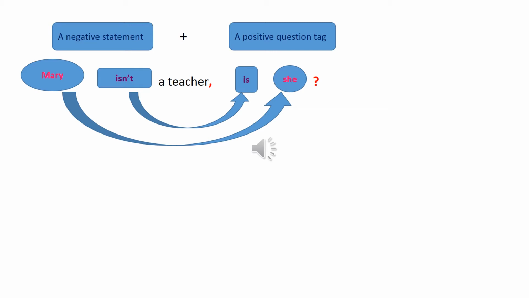Mary مش معلمة. Is she? أليس كذلك؟ This question tag, is she, is for confirmation, for agreement. We ask this question for agreement, for confirmation, للتأكيد. And as you notice here, the subject pronoun she comes after the auxiliary is in the question tag.